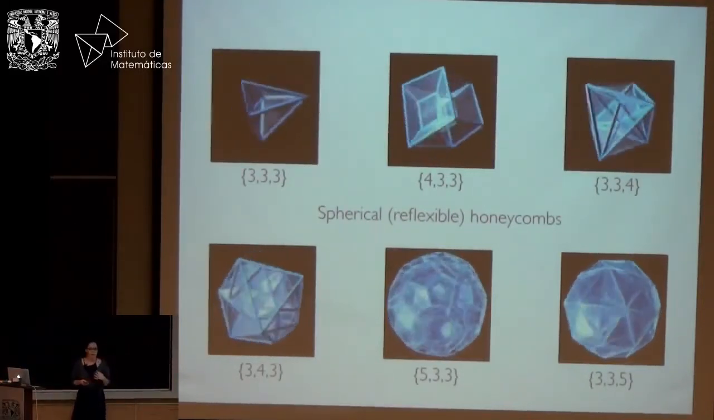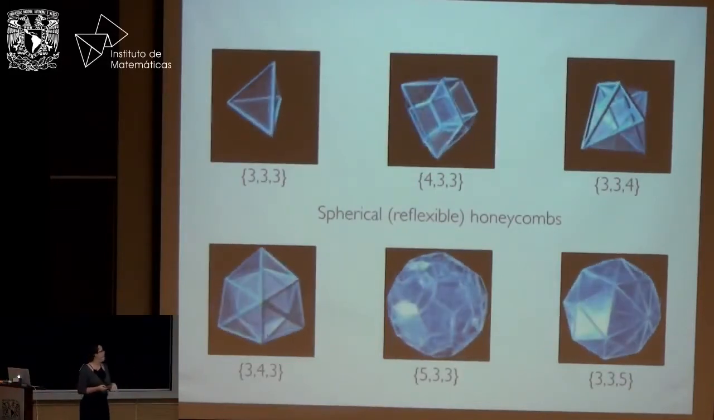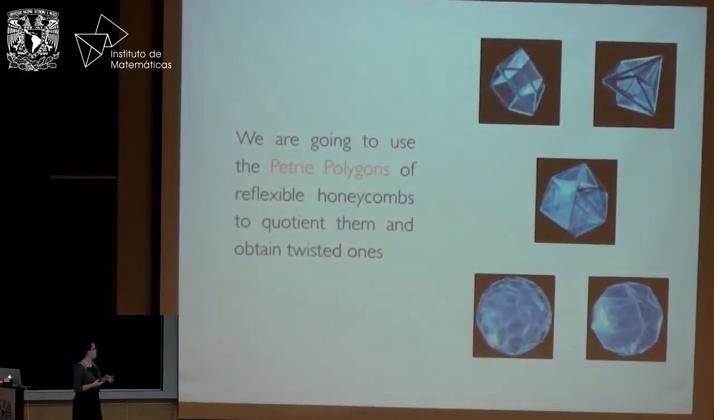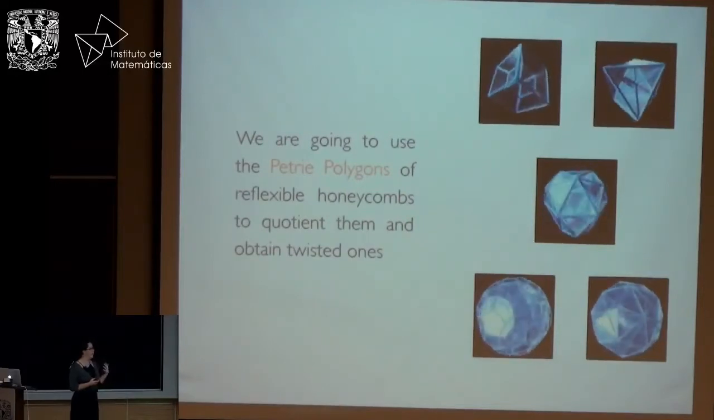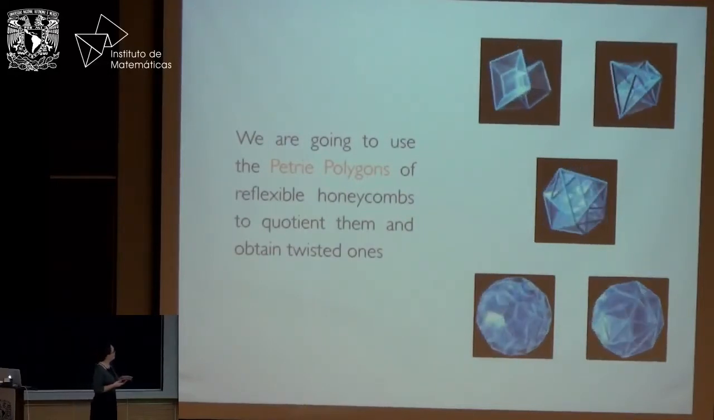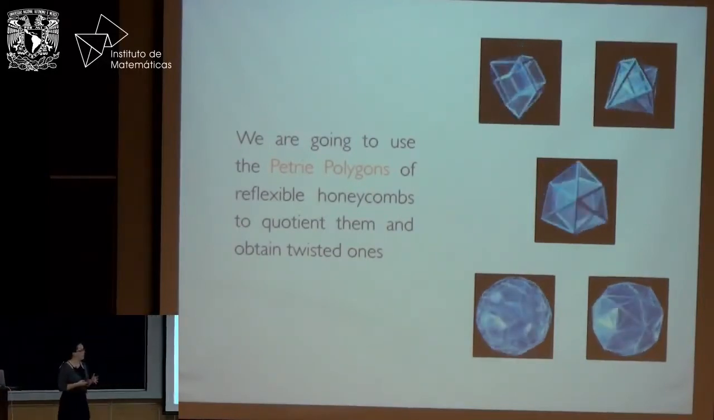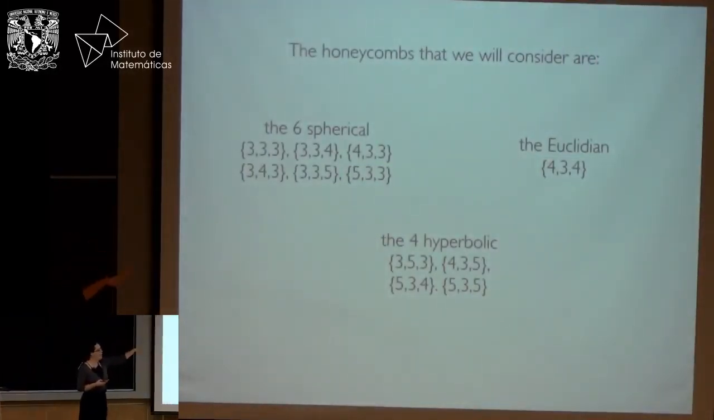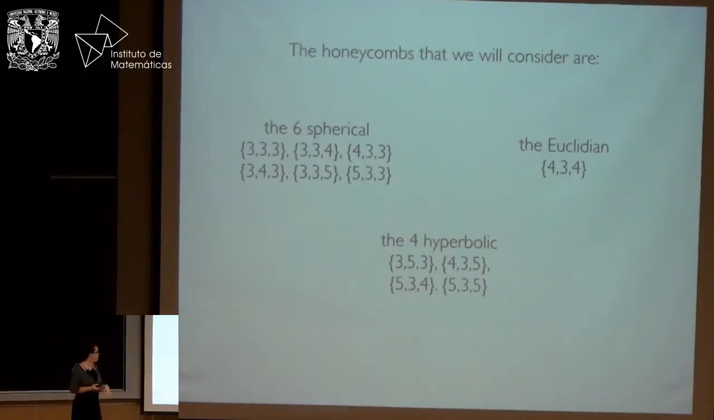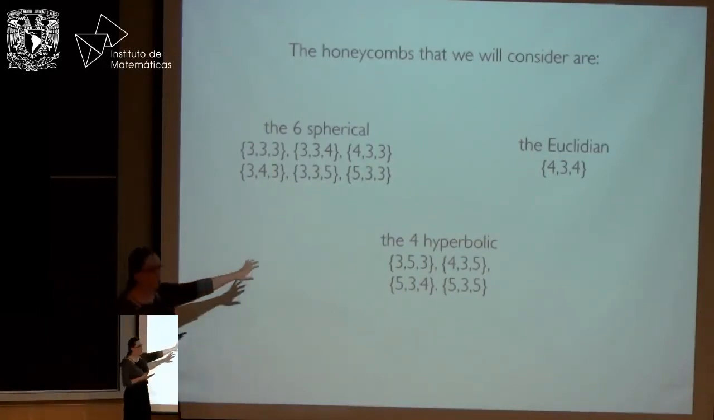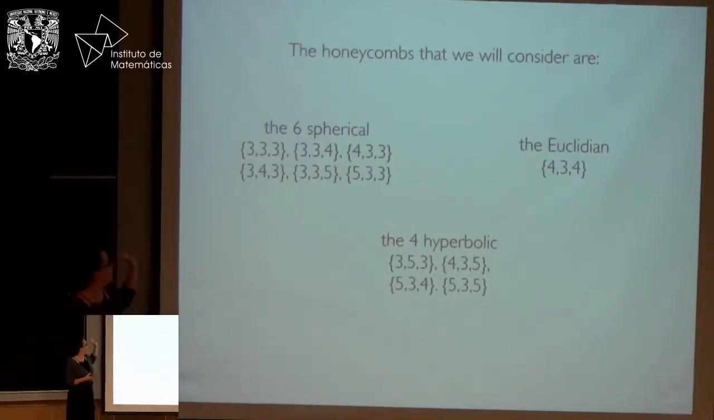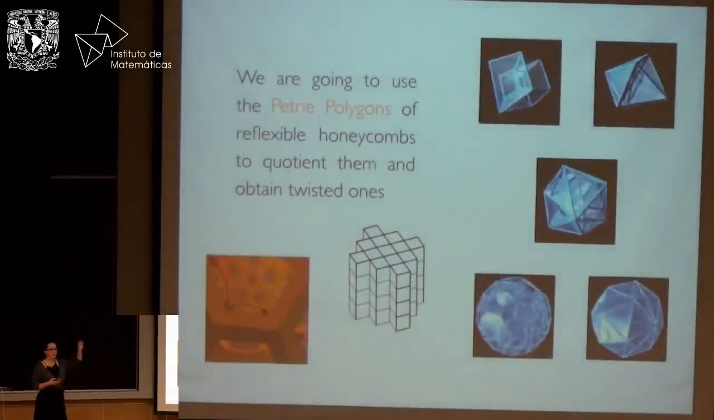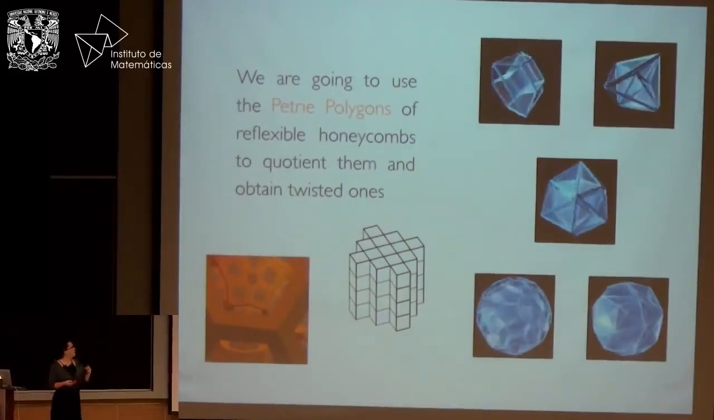Now, the idea, what Coxeter did, as I said, these are reflexible. And the idea that Coxeter had was to use what he called Petrie polygons of reflexible honeycombs to obtain quotients that are twisted. And for the next, I don't know, 20 minutes or so, the honeycombs that I'm going to be thinking about are these honeycombs, so the 6 spherical ones that I just showed you, the Euclidean one, the tessellation of space by cubes, and then these 4 hyperbolic ones. So everything that I'm going to say in the next few minutes applies to any of those 11, right? So really what I'm saying here is I'm going to take Petrie polygons of any of these 11 and then do something. So I'm going to take Petrie polygons.